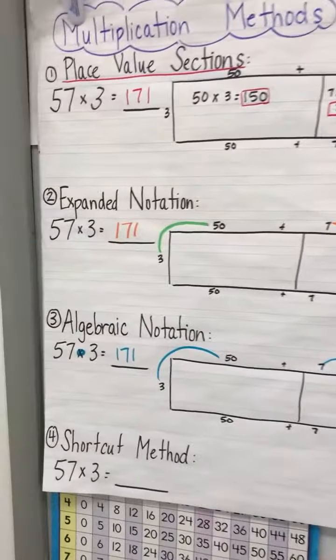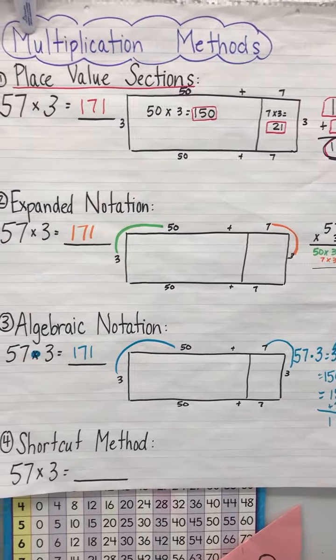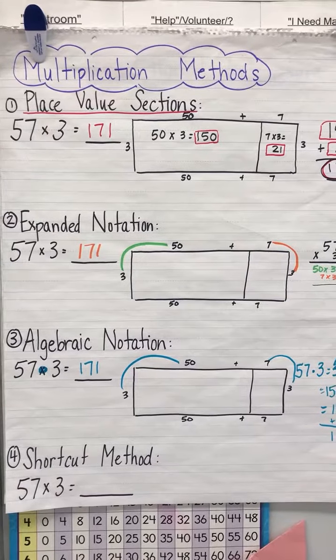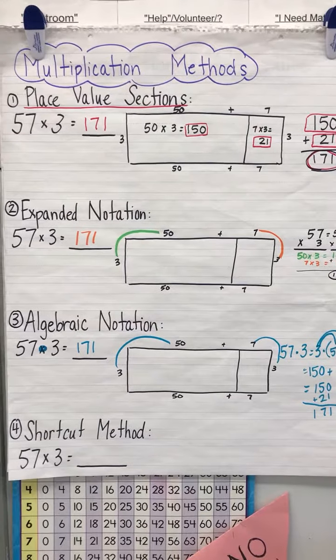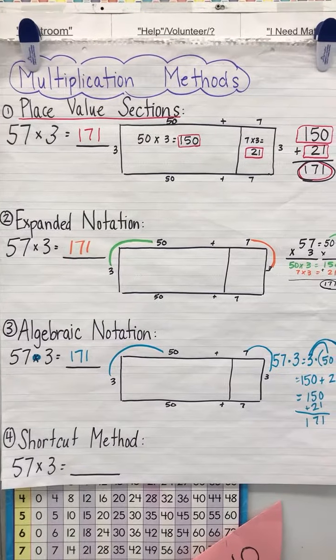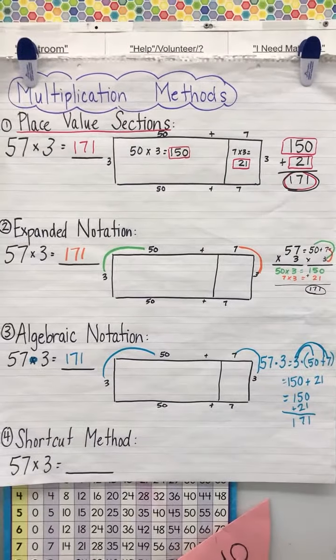And this poster stays up in our classroom so that the kids can constantly refer to it. Okay, so this is expanded notation, the method number 2 that I'm going to show. And in the expanded notation method, we are going to start with an area model again. But notice how on expanded notation method number 2, we do the work outside of the rectangle.